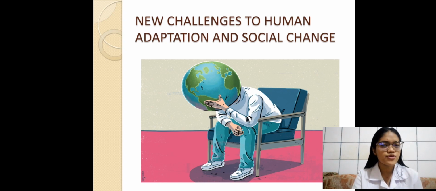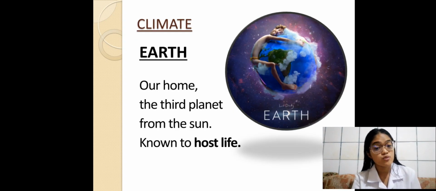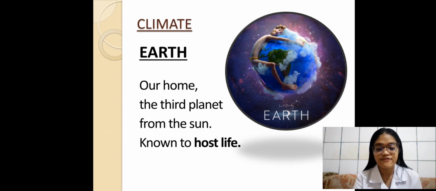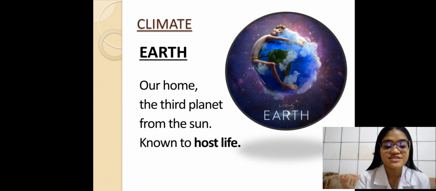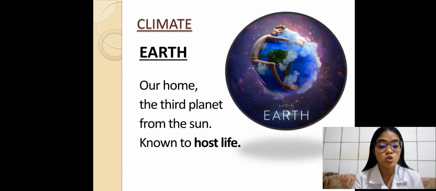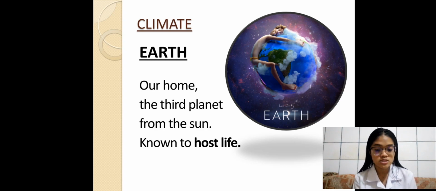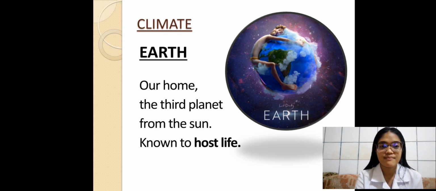So let's go on to Earth. Earth is our home and the third planet from the Sun, known to host life. Earth is the fifth largest of the planets in the solar system. It's smaller than the four gas giants. And what are those? Jupiter, Saturn, Uranus, and Neptune. But it is larger than the other planets, and has a diameter of roughly 8,000 miles.